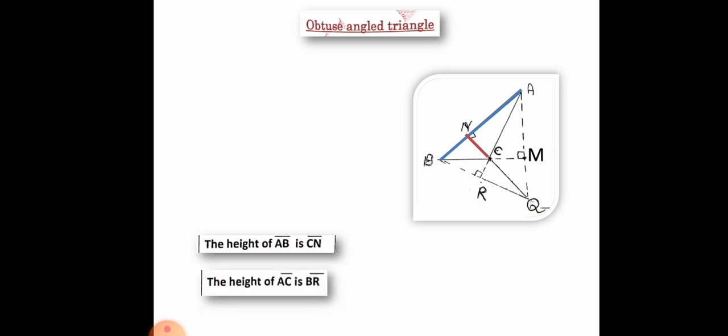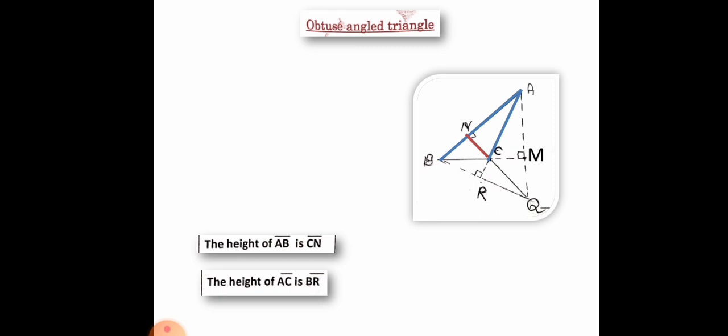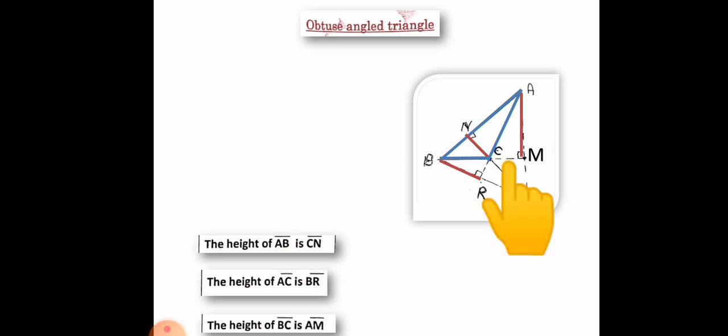While for the base AC, as you can see here, the opposite vertex is B. But because of the obtuse angle ACB, when we draw the perpendicular to make a right angle, we have to draw it outside the triangle ACB. So we have to extend the line AC to reach R, as you can see in the dots here. In the same way, if we talk about the base BC, to draw a perpendicular from the opposite vertex, which is A, you have to draw it outside the triangle. And so we have to extend BC to reach M.